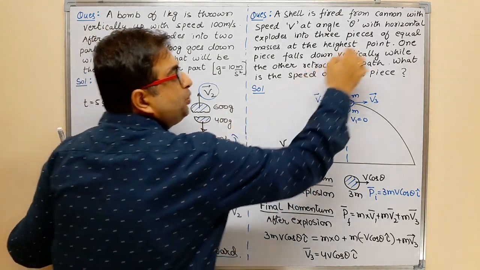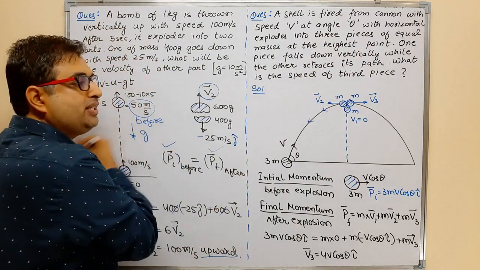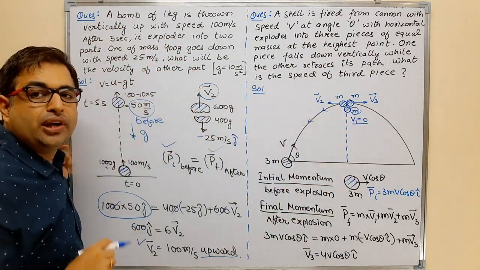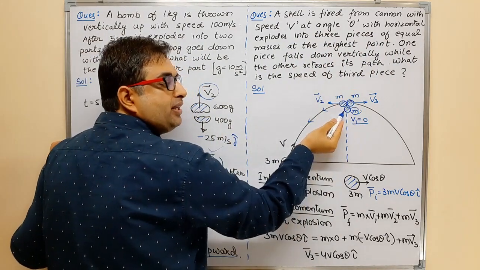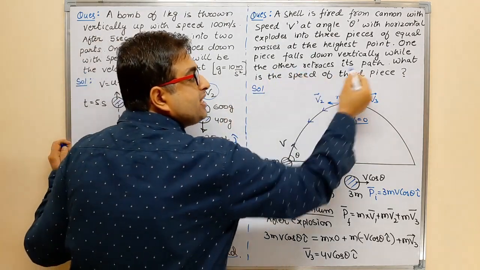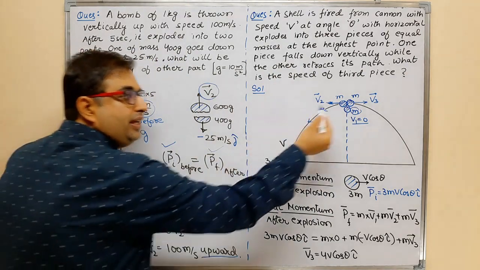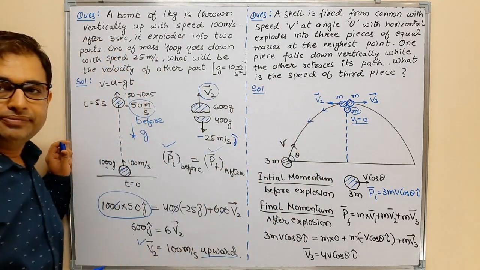Now what is given to you? They are saying one piece falls down vertically. That means this mass has zero velocity. Falling freely means just after the explosion, this part will have zero velocity, while the other part retraces the path. That means it is going in the backward direction, retracing the path. Find the speed of the third piece.